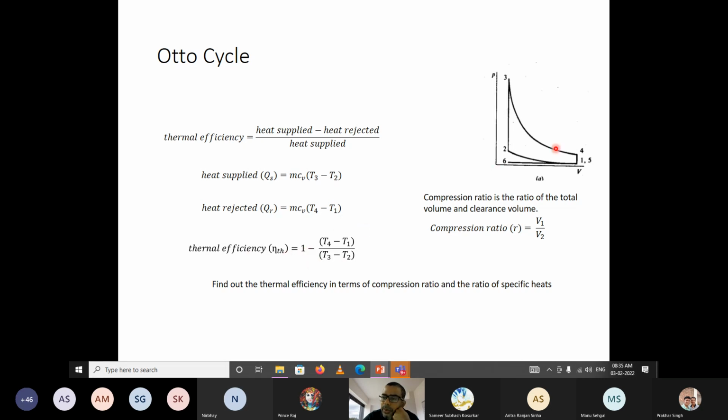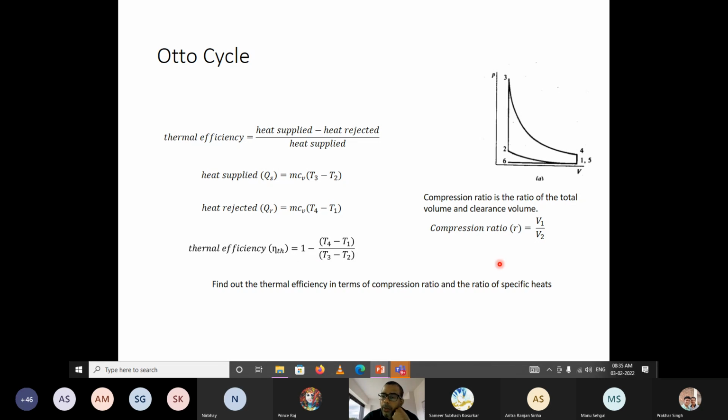Now, since we know that 1 to 2 is an isentropic process, 2 to 3 is a constant volume process, 3 to 4 again is an isentropic process, and 4 to 1 is a constant volume process, we can utilize these relations, and then it might be possible to write the thermal efficiency in terms of other parameters also.